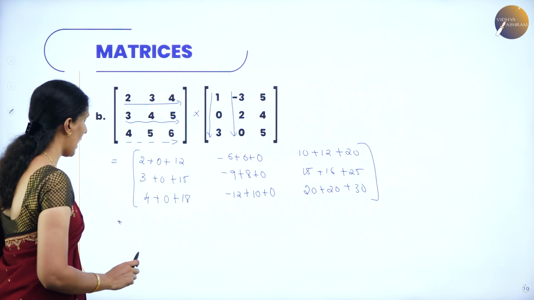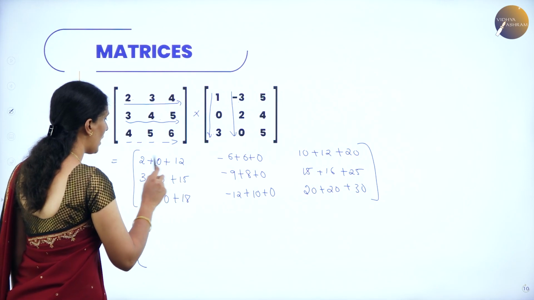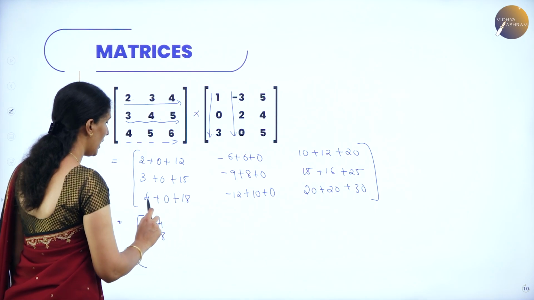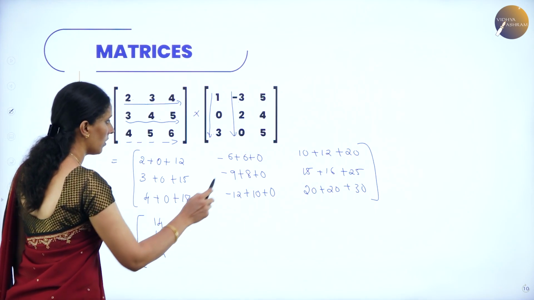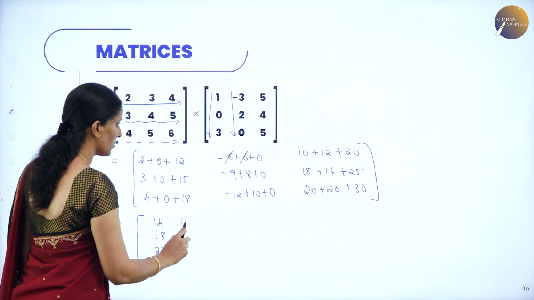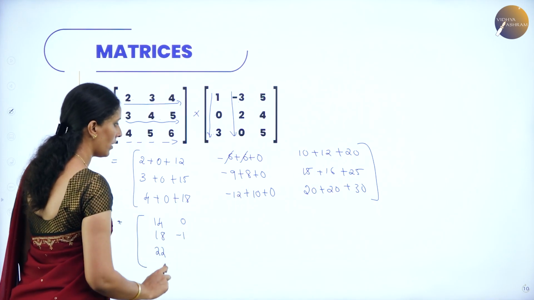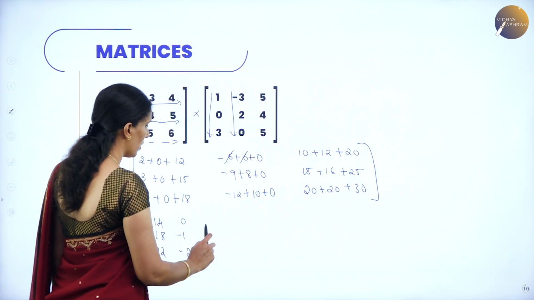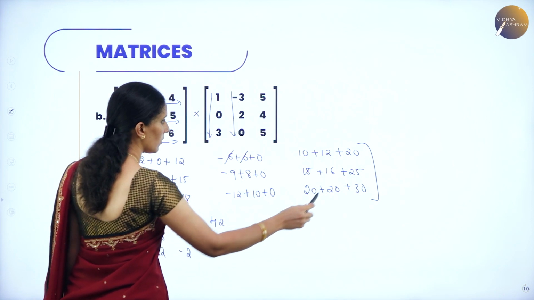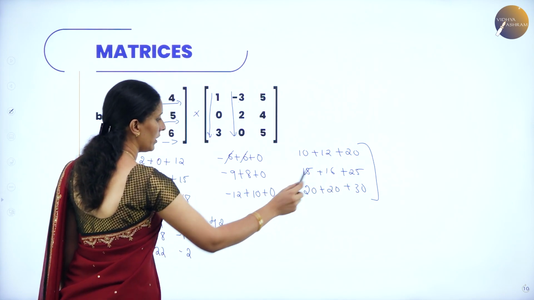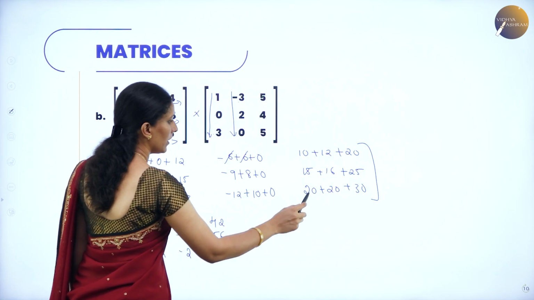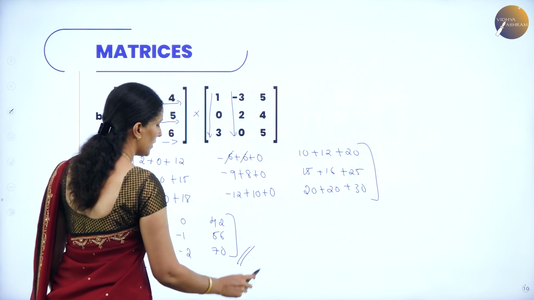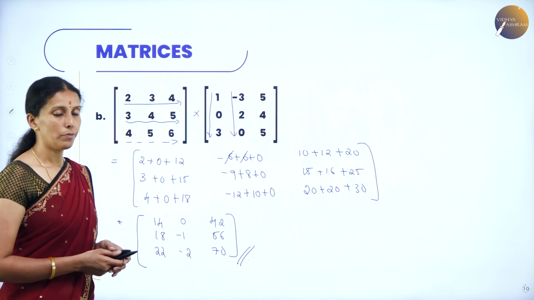Now, let us add this. 12 plus 2, 14. 15 plus 3, 18. 18 plus 4, 22. This gets cancelled, so 0. So minus 1. Minus 12 plus 10 is minus 2. The last one we have 42, 25, 30, 40, 56. Next we have 20, 20, 30, 70. So this is the required product of two matrices.